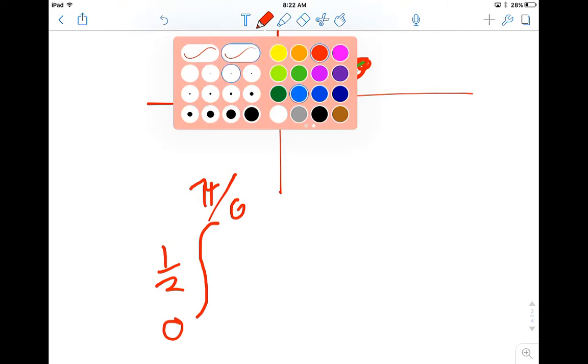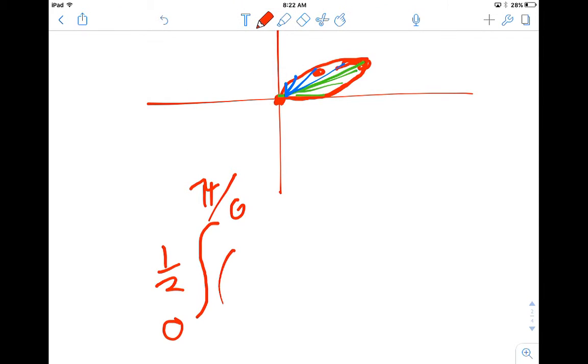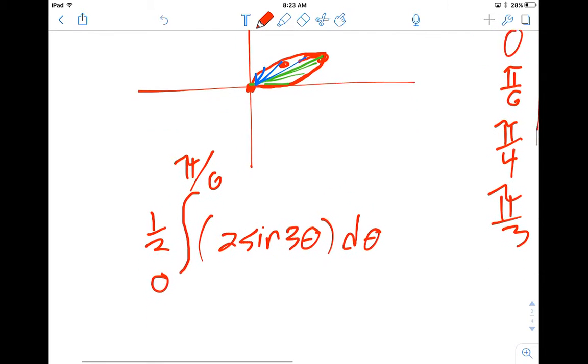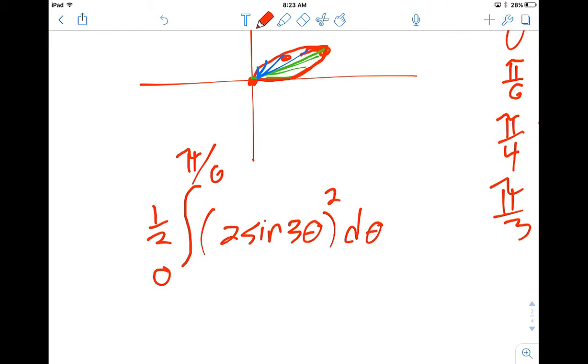I'm just going to finish out these. I'll write them both. The radius is the same, 2 times sine of 3 theta, d theta, and then square it, of course. And then 0 to pi over 6 is only halfway. So in this particular instance, you want to double the whole thing to get the area in one petal.